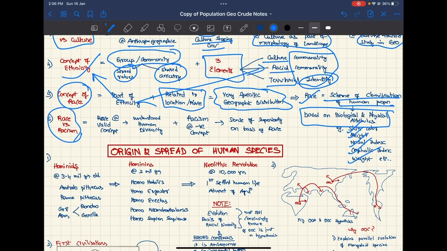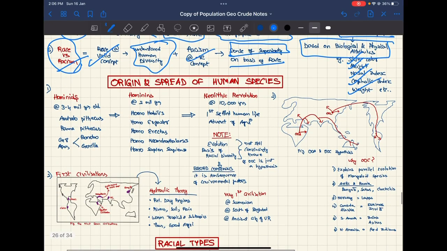So race versus racism. Race is a valid concept. It is scientific study of human diversity, whereas racism is an irrational sense of superiority based on race. So this is a native concept.